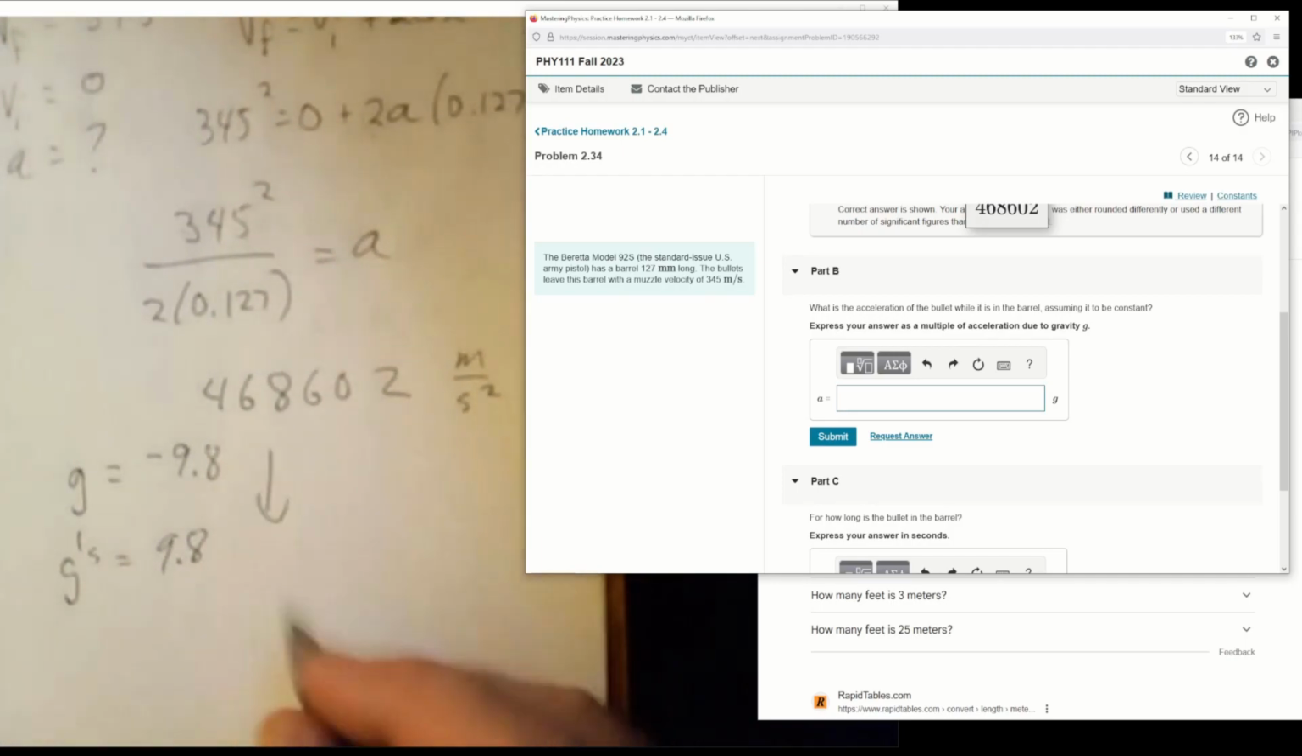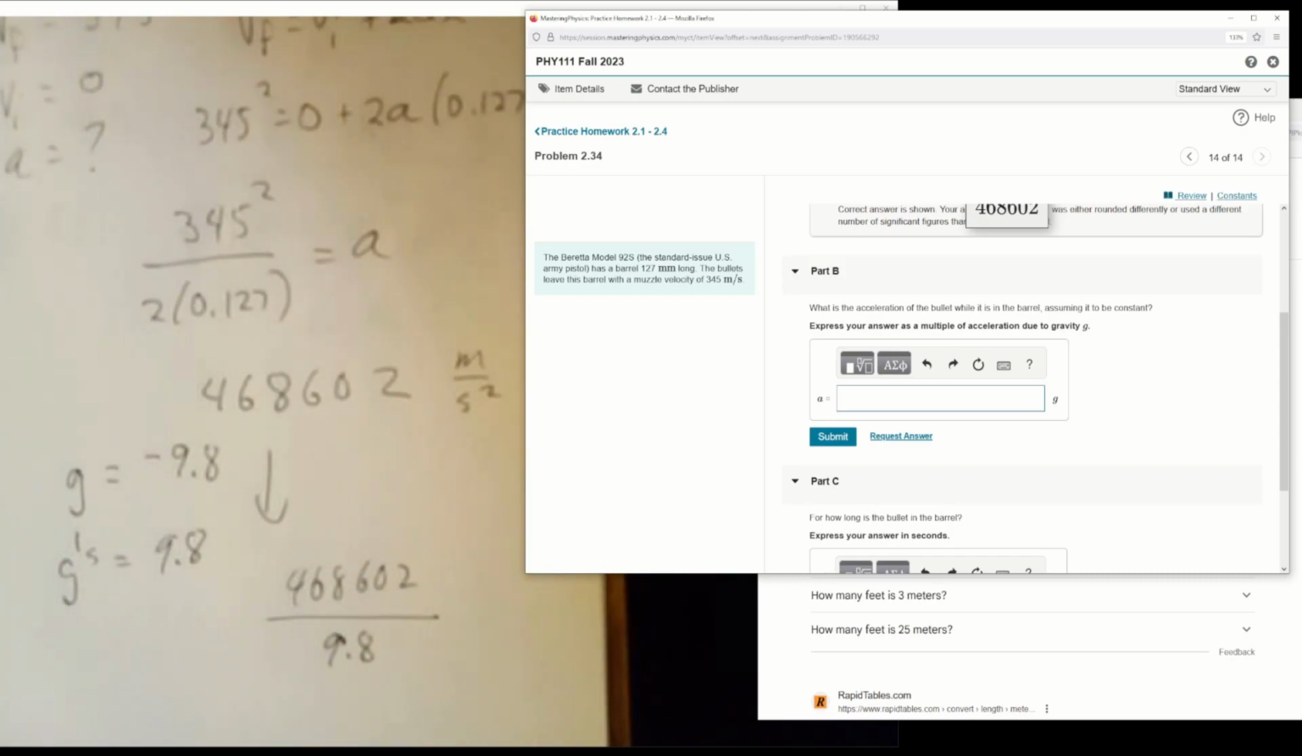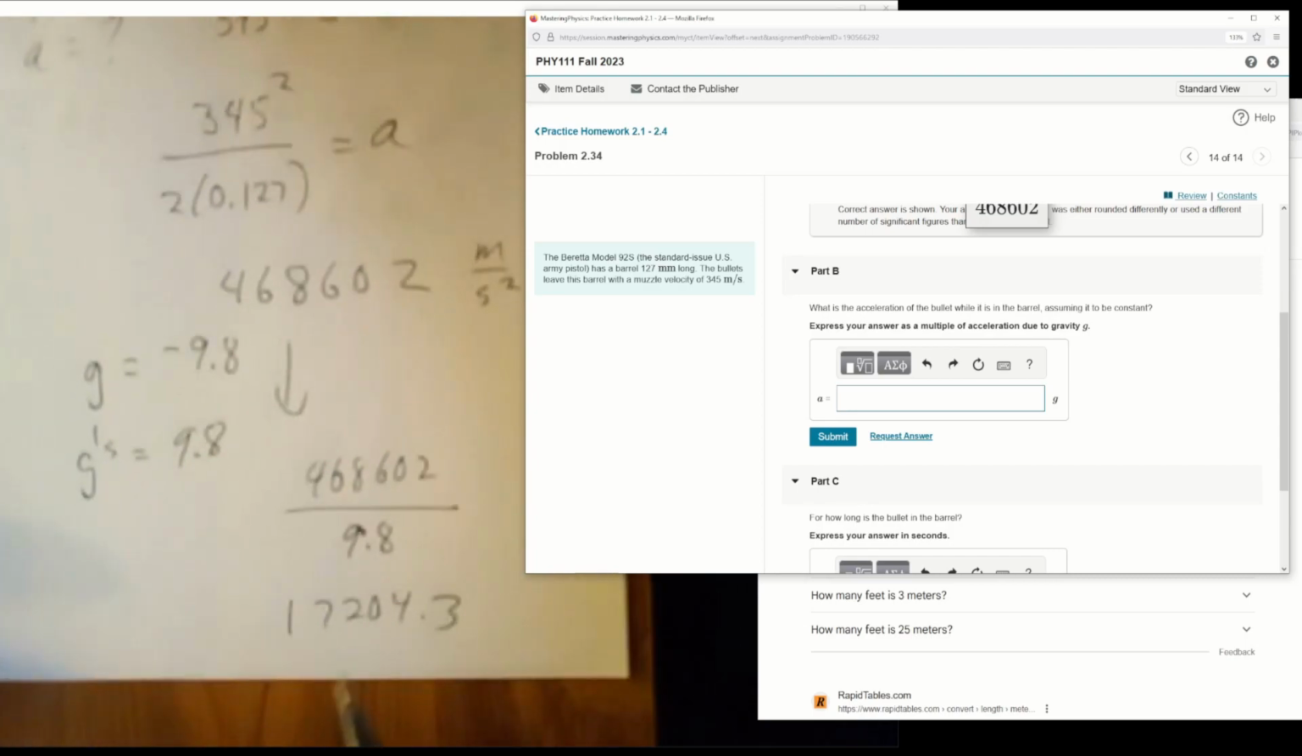So we have this 468,602, and we want to know how many of these g's are in it. So that means division. So this acceleration is about 17,000 times that of Earth's gravitational pull when you're standing at the surface.